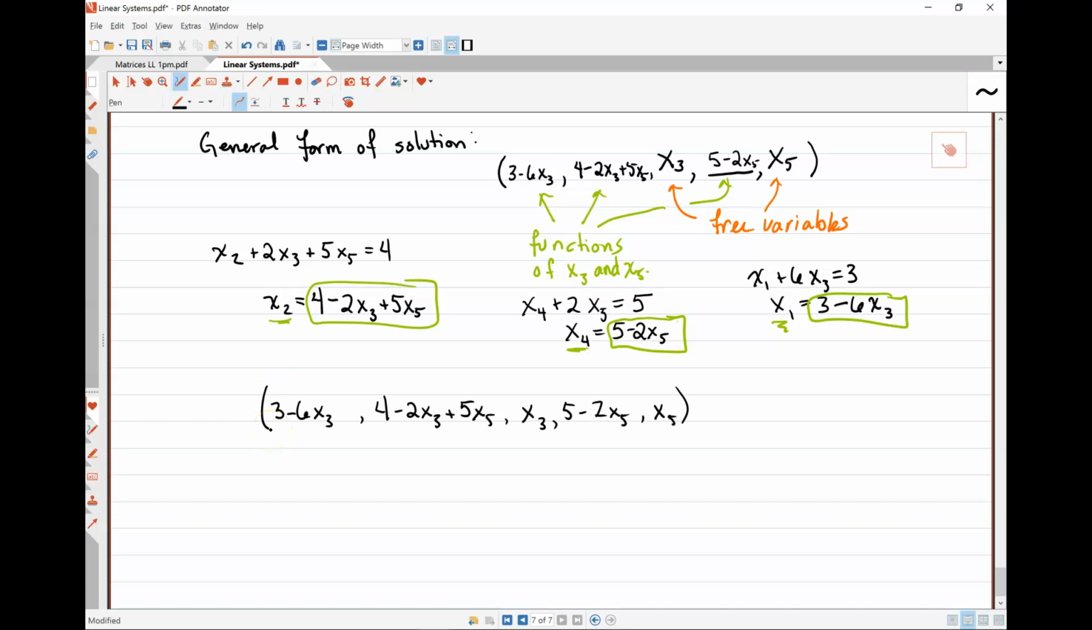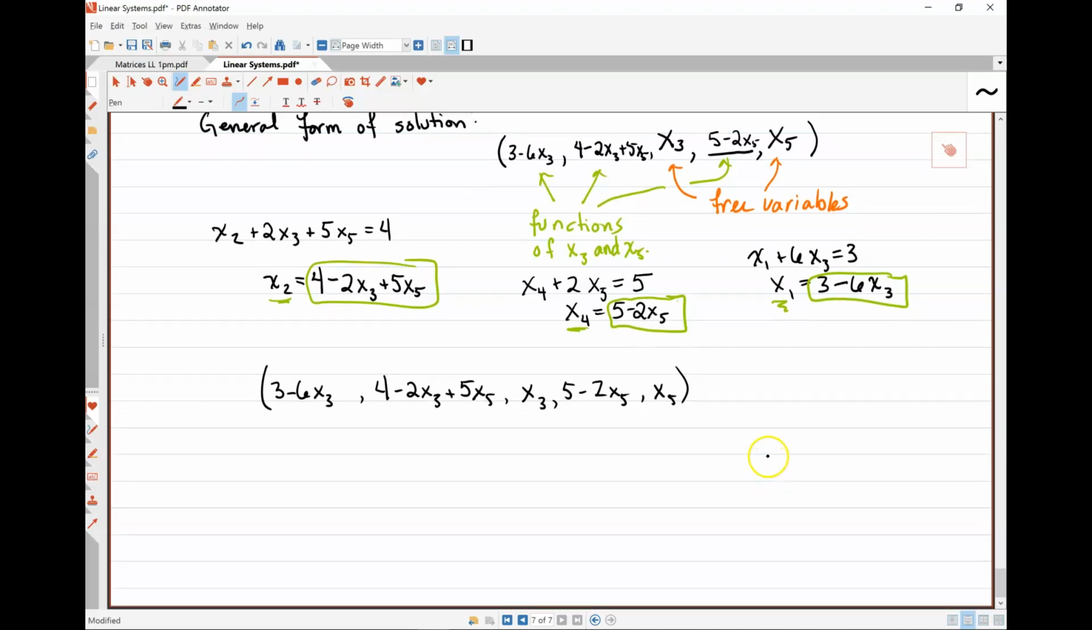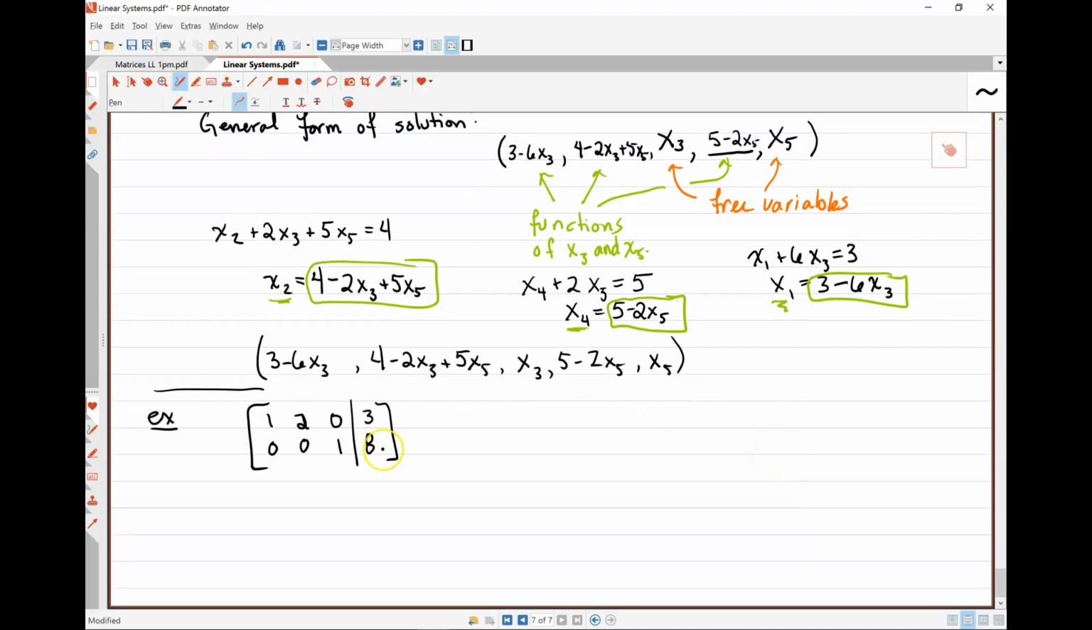Okay, so that seems like it might have been hard. Let's try another one. After you see a couple of them, it starts to get much, much easier. Okay, so let's look at this one this time. The first thing I'm going to do is notice which are my free variables and which are my basic variables. So it looks here like x1 and x3 are basic, and x2 is free.